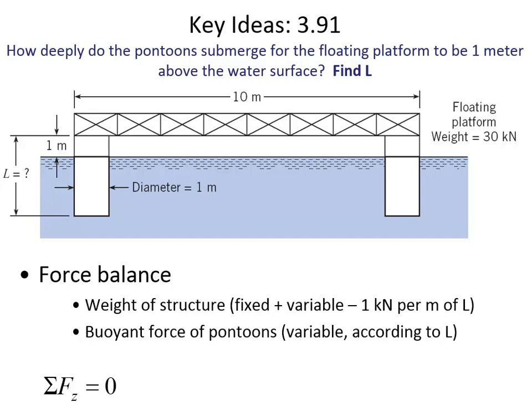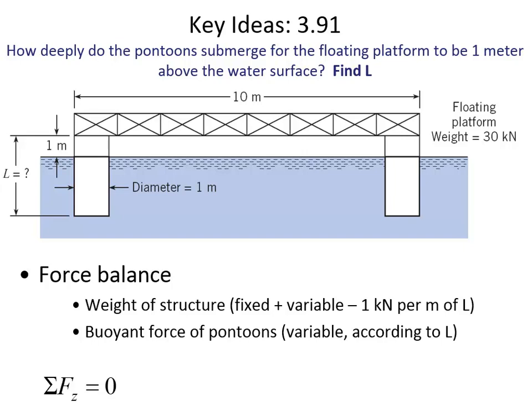And you can see that they're saying from the dimensions that the diameter of the barrel is 1 meter. And we don't know what L is, but there is a 1 meter freeboard between the water surface and the beginning of the platform. So in other words, 1 meter of barrel is above the water surface. Okay, the weight of the structure is the weight of the platform and the weight of the pontoons. And it says in the problem statement that those pontoons weigh 1 kilonewton per meter of length.